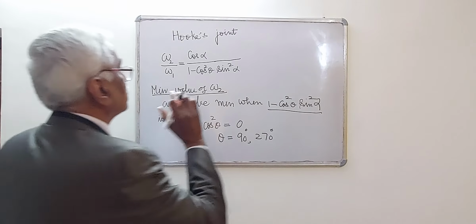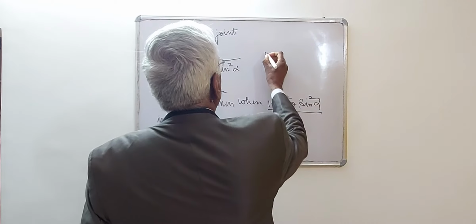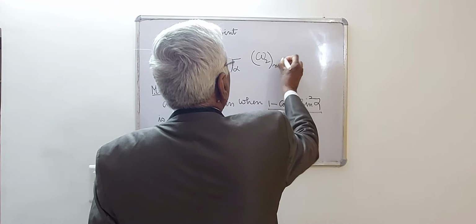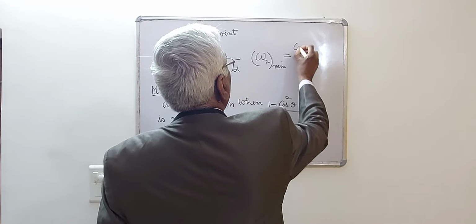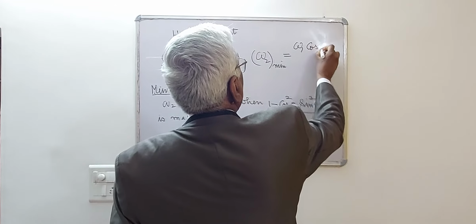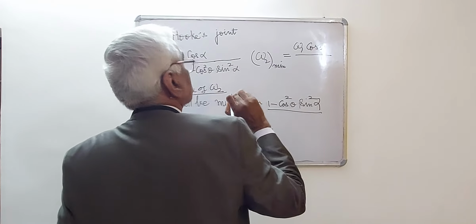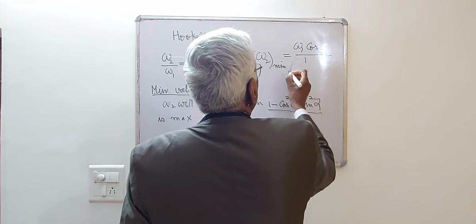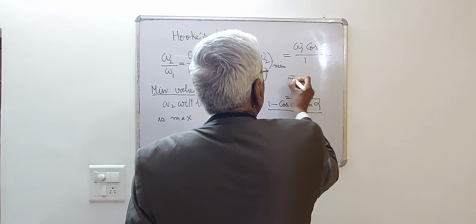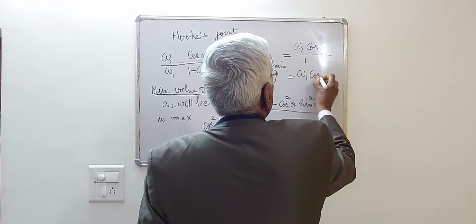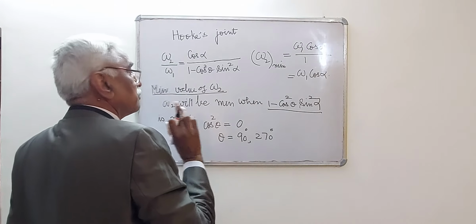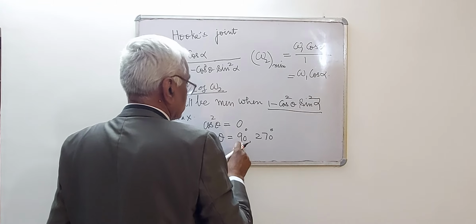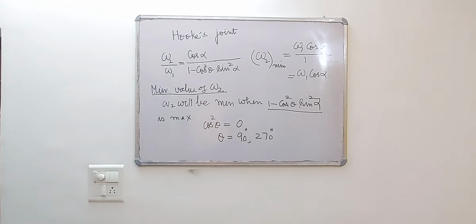So the minimum value of omega 2 in this expression can be written as omega 2 minimum equals omega 1 cos alpha divided by 1, because this term is 0. So the minimum value of the driven shaft can be written as omega 1 cos alpha, and it will be minimum when theta is equal to 90 degree or theta is equal to 270 degree.